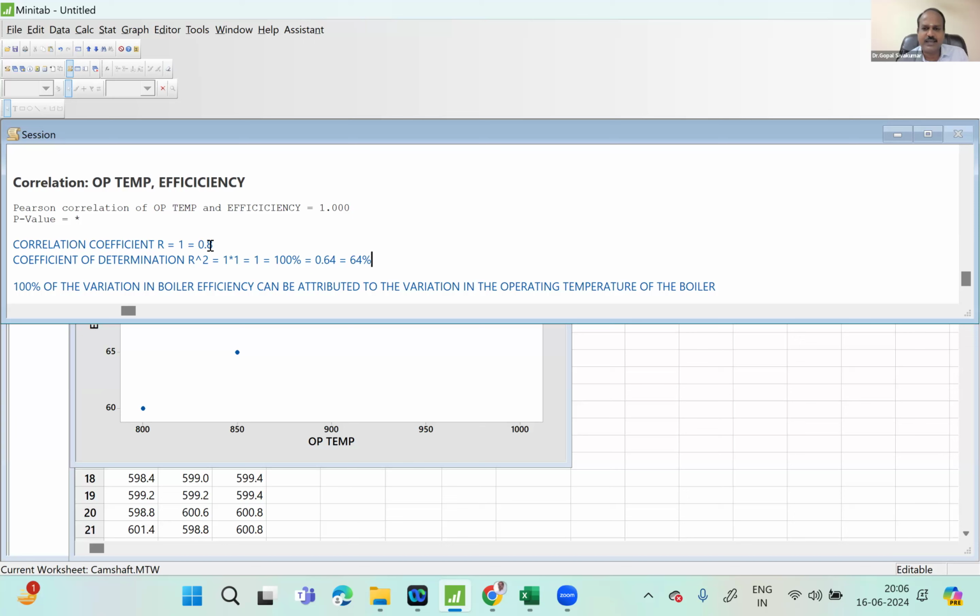That means 64% of the impact is coming from the factor. If you fix this factor, you will be able to control only 64% of the problem, not beyond that. That means there are some other factors you need to include. Let me give you a simple example.